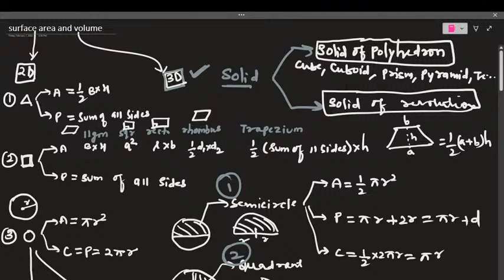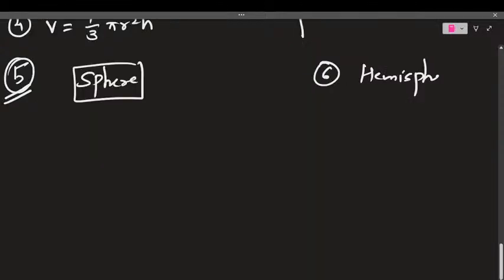Now we can move on to the other two solids that are there in detail in our syllabus. The fourth solid we have already discussed. The fifth solid we can discuss as a sphere, and the sixth solid we can take as a hemisphere. Let's discuss these two solids in detail now. A sphere is a cricket ball. If you take a cricket ball as an example, a cricket ball is actually a sphere.